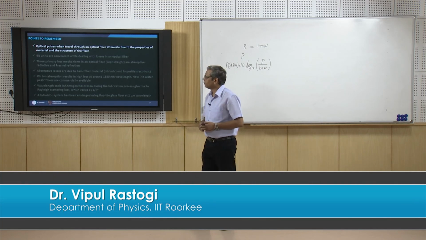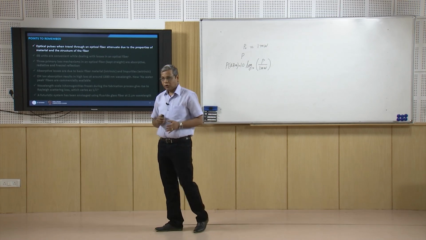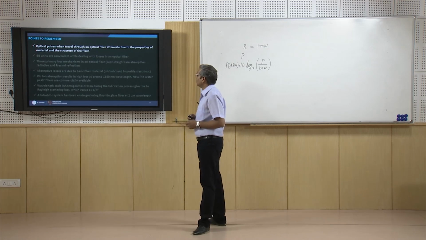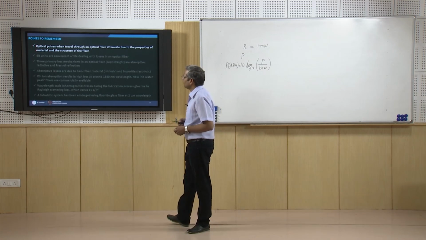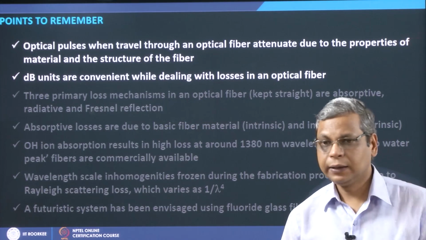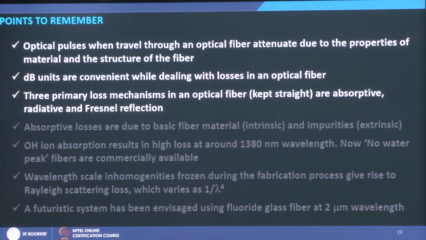So what are the points to remember in this lecture? We have seen that optical pulses broaden and attenuate when they travel through an optical fiber. Then we looked into dB units, which become very handy while dealing with losses in optical fibers, and 3 primary loss mechanisms in an optical fiber which has been kept straight. We have still not bent the fiber. These 3 primary mechanisms are absorptive, radiative and Fresnel reflection.